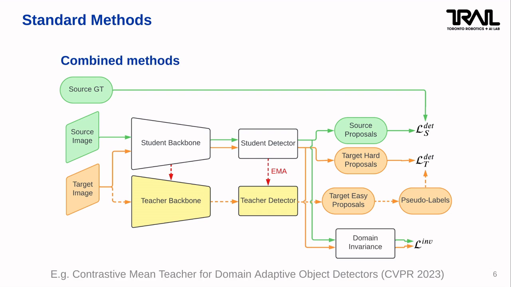Many recent methods combine both approaches, using both domain alignment and pseudo-labels. Of note, the use of pseudo-labels allows the alignment to be done at the instance level, increasing specificity.